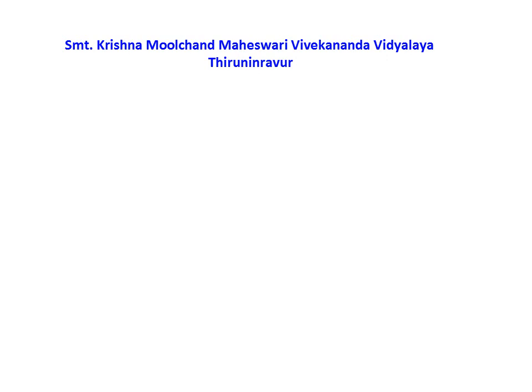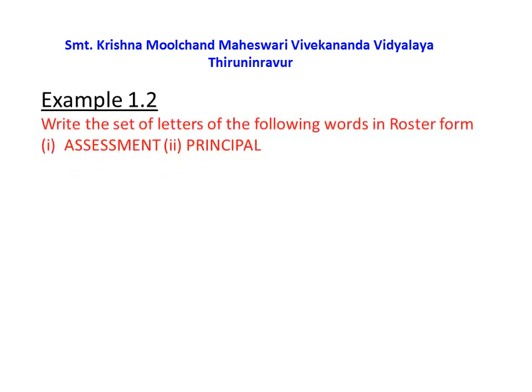Next we are moving to example 1.2. Look at this. Write the set of letters of the following words in roster form. You know what is roster form? Roster form is listing all the elements of the set. So it is very easy. First word is assessment. In this word, look at the spelling: A-S-S-E-S-S-M-E-N-T. S is coming 4 times, E coming 2 times.